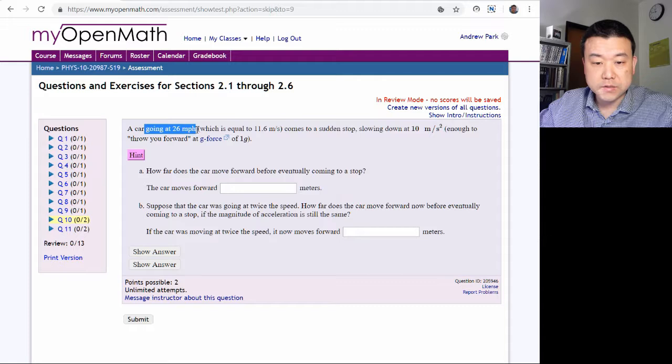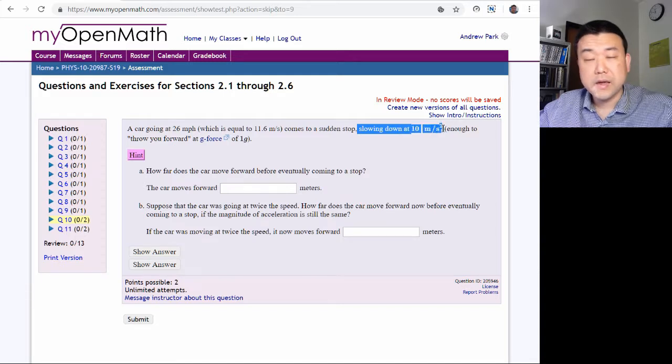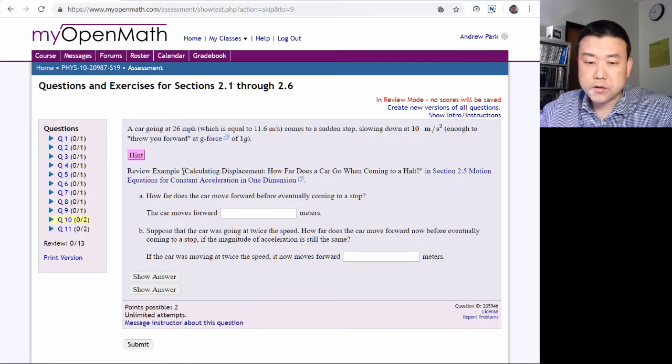A car is moving at some speed initially and comes to a stop, accelerating at a given rate. This is what some people might call negative acceleration. And like with other homework questions so far, there's a hint. And there's an example in the textbook that is a very close match to this question.